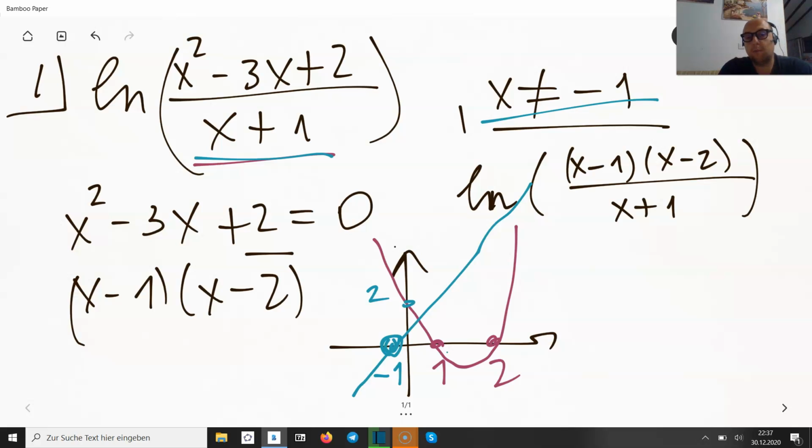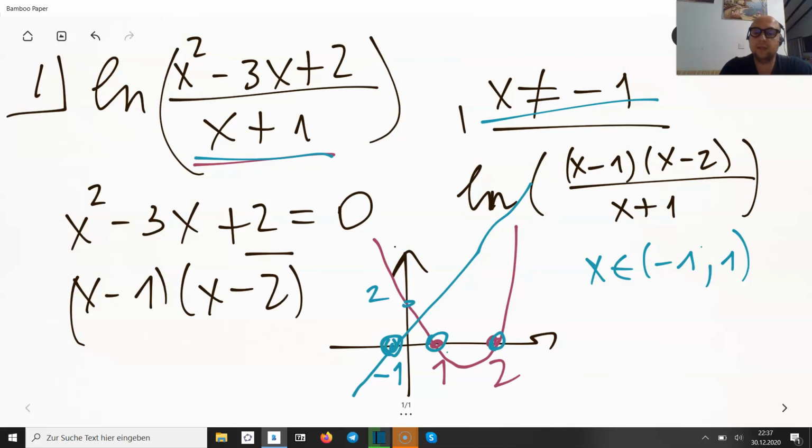Now, from minus 1 up to 1, where 1 is not included, because if 1 is the case, you see we're going to have 0. For logarithms, only positive values are allowed. So 1 isn't allowed, 2 isn't allowed either. But between minus 1 and 1, as you can see, the red parabola is positive. The blue line is positive as well. So x is allowed to live from minus 1 to 1.